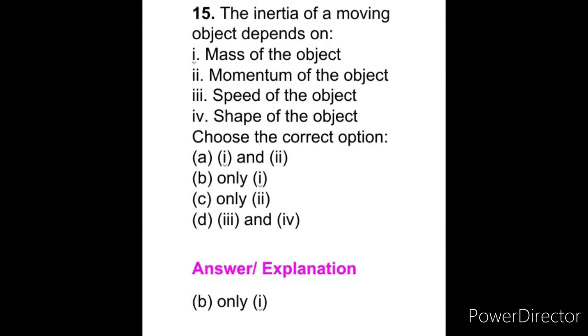Question 15. The inertia of a moving object depends on first, mass of the object. Second, momentum of the object. Third, speed of the object. Fourth, shape of the object. Choose the correct option. A. First and second. B. Only first. C. Only second. D. Third and fourth. The answer is B. Only first.